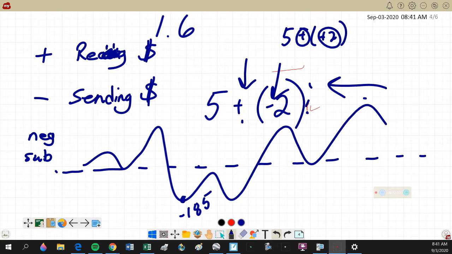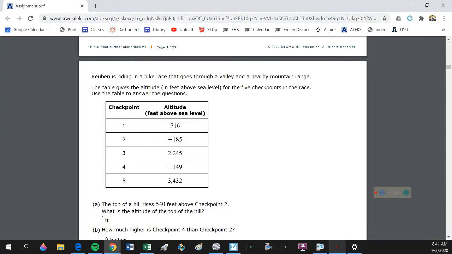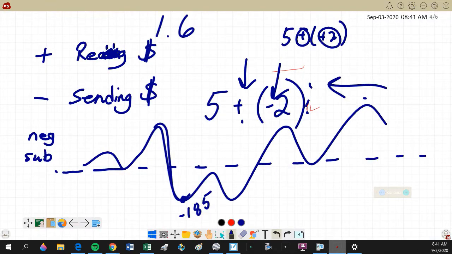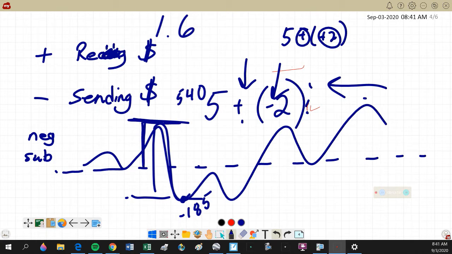Okay. Now, this hill climb is 540 feet. So from here to here is 540. What we want to know is, how high above sea level is this hill? Yeah, it's just going to be 540 minus 185.